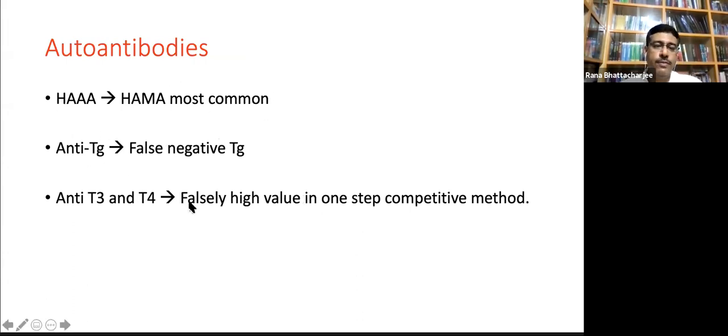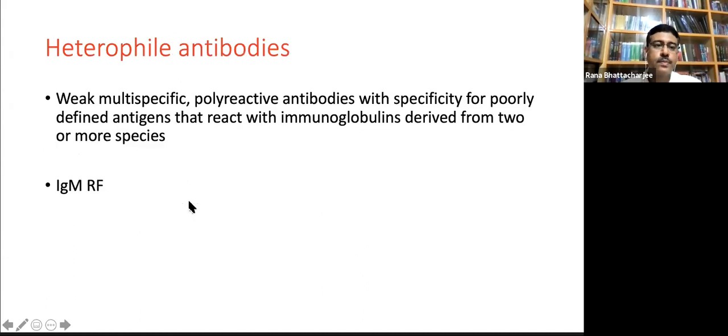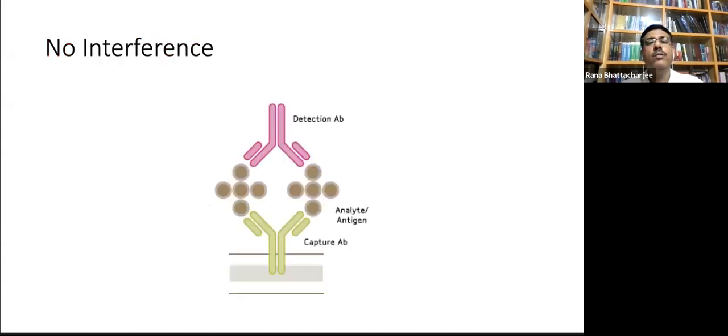Autoantibody, I think I have covered all this. Heterophile antibody, and one of the examples of autoantibody which behaves like heterophile antibody is IgM rheumatoid factor. Now, how does this kind of heterophile antibody interfere with the system? The kind of interference depends on the binding of this heterophile antibody to the different components of the analyte or the antibodies. Now, this is a typical sandwich reaction without interference.